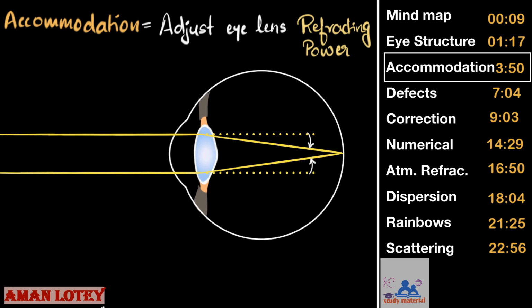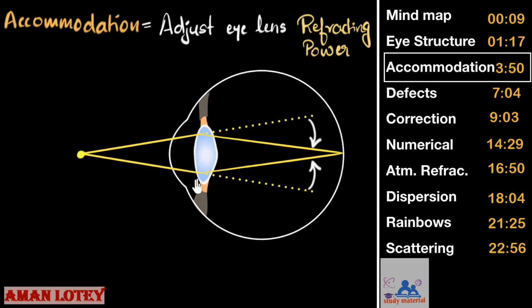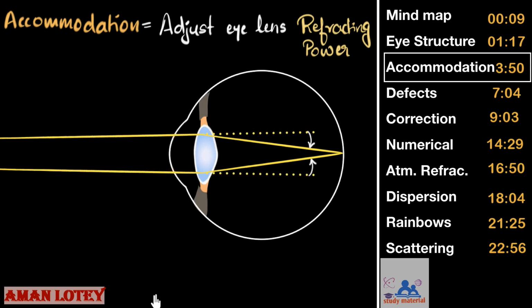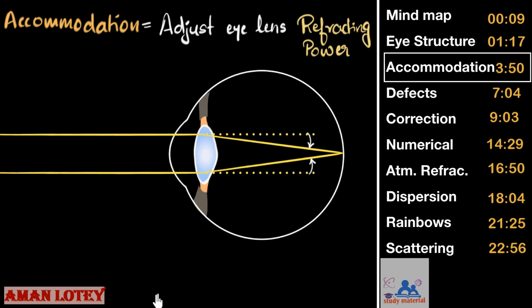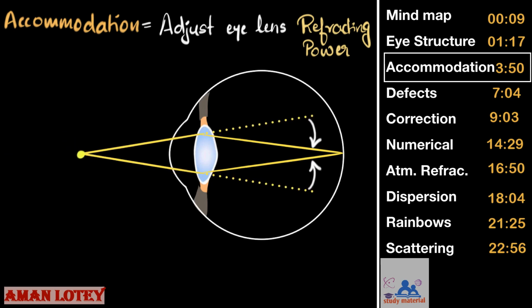Now let's see what happens when an object comes closer. As the object comes closer, notice that the incoming rays become more divergent. And now to again bend it, focus it onto the retina, the bending required is more. That means now the refracting power, the bending power required by our lens is more. So again, if the object goes far away, look, the bending power required is less. If the object comes closer, the bending power required is more.